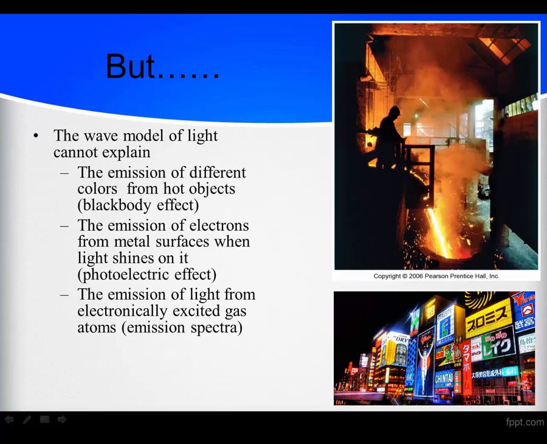Okay. The wave model of light also doesn't talk about why electrons are emitted when light hits a piece of metal. That's called the photoelectric effect. And it also isn't going to explain the emission spectra of light, why it is that Vegas makes so much money off those lights that they have out in front, or the stores that have the open signs that glow. The barber shop, right?